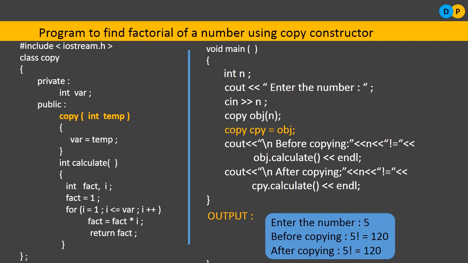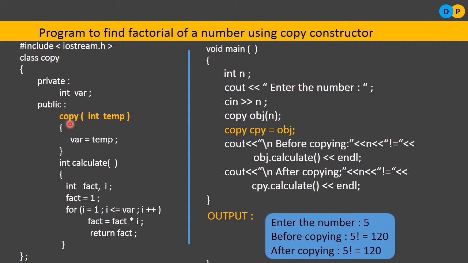In the beginning of the program, as you can notice, we have used the header file iostream.h. Next, the class is named copy. Within the class, we have only one data member, var. It is of type integer and kept in the private access specifier. Next, within the public access specifier, we have a constructor. How can I say it is a constructor? Because the member function name is the same as the class name.